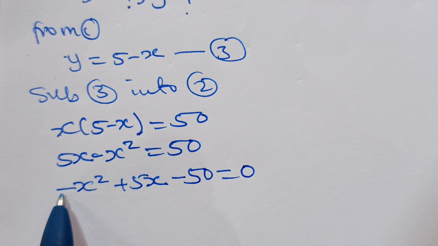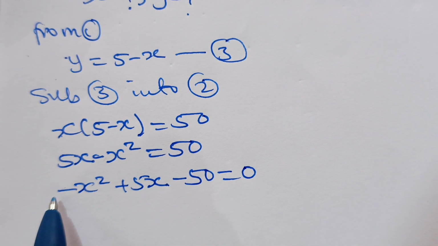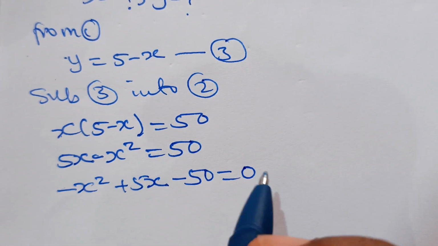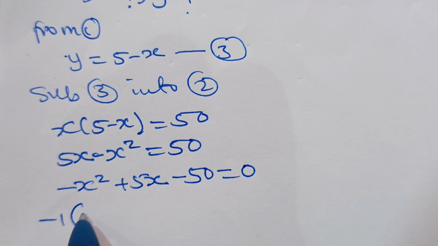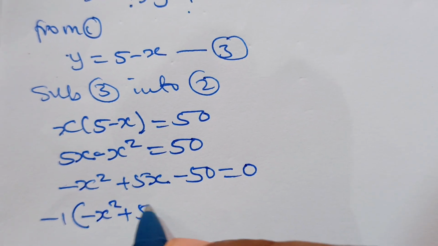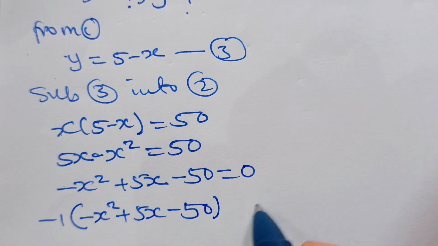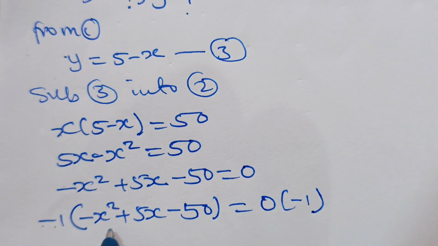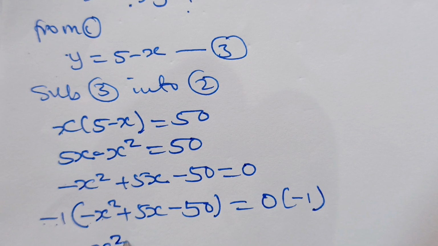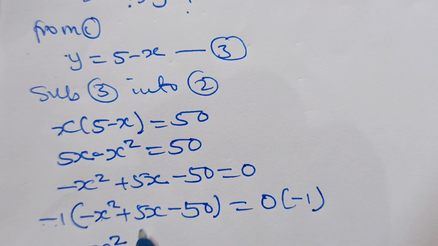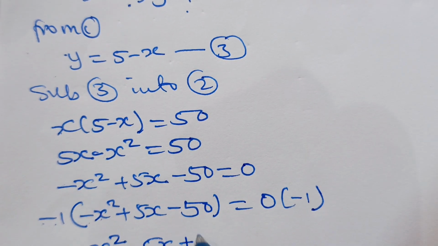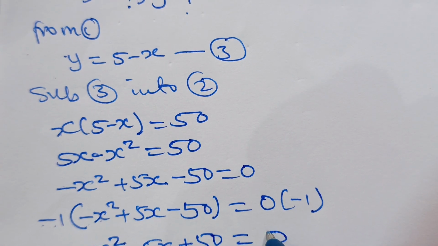I have a negative sign here, and I don't want to have a negative sign at the beginning of my equation. So what I'm going to do is multiply through by minus 1. So minus 1 multiplied by minus x squared plus 5x minus 50 equals 0 multiplied by minus 1. So minus 1 times minus x squared will give us plus x squared. Minus 1 times plus 5x will give us minus 5x. Minus 50 times minus 1 will give us plus 50 is equal to 0.